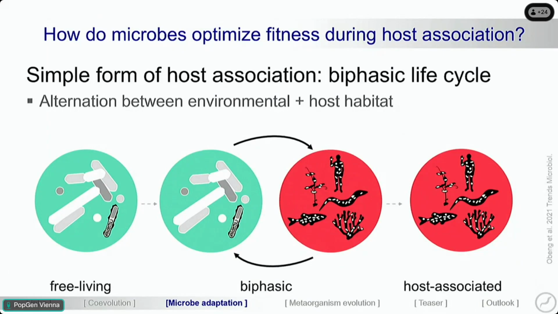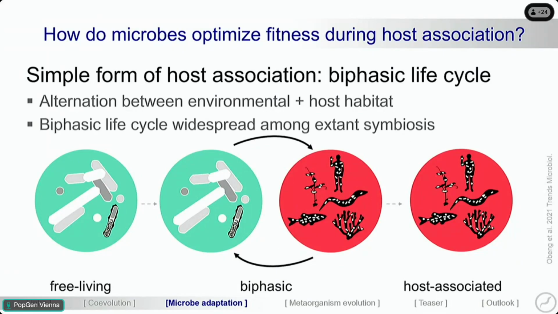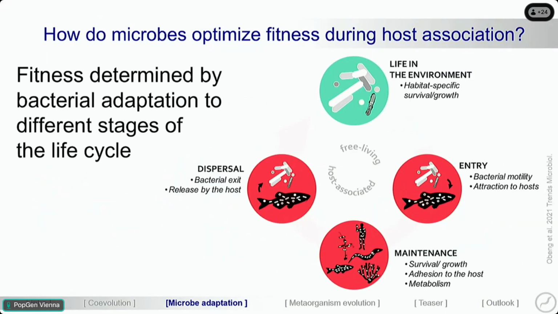And we also postulate that this definitely was the ancestral state for becoming host associated. Therefore, we decided to look at this biphasic life cycle in more detail and try to understand how microbes optimize their fitness, how they adapt to this biphasic life cycle, which we postulated depends on adaptation to different steps across this life cycle. So these microbes need to optimize life in the environment. They need to get into a host. They need to be persistent, be maintained in a host, and they need to get out again to complete the life cycle. So based on this, we postulated that microbes need to optimize their fitness across all of these different steps and not only one of the steps.